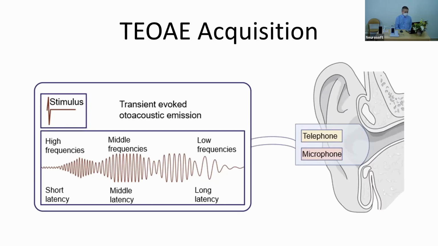So we produce this stimulus through the telephone or speaker inside the probe. And then the outer hair cells generate very soft sounds in response, like an echo. These sounds get captured by the very sensitive microphone inside the probe. And you can see the resulting recording as a waveform on the screen, and also its spectrum. And as you can see, this waveform typically mimics the structure of the cochlea.